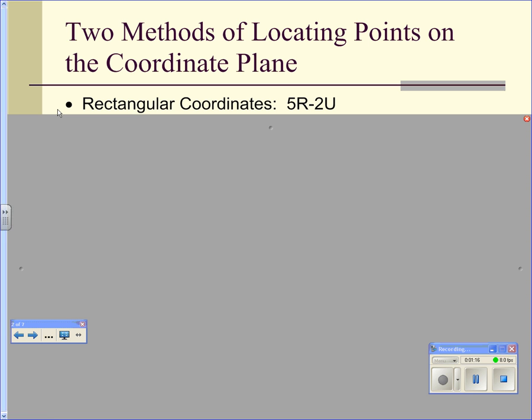There's another way that you can write that. Those are called rectangular coordinates. The point that this is talking about is 5, -2.